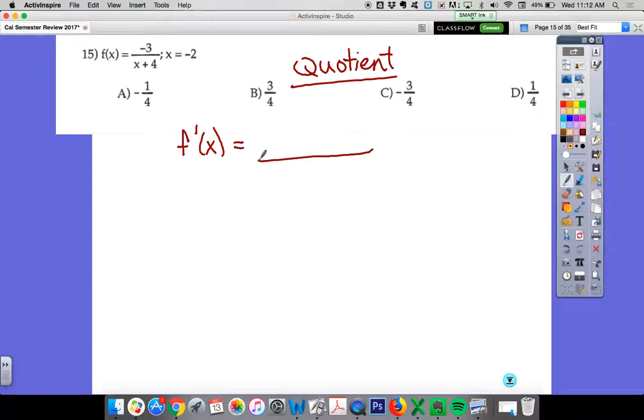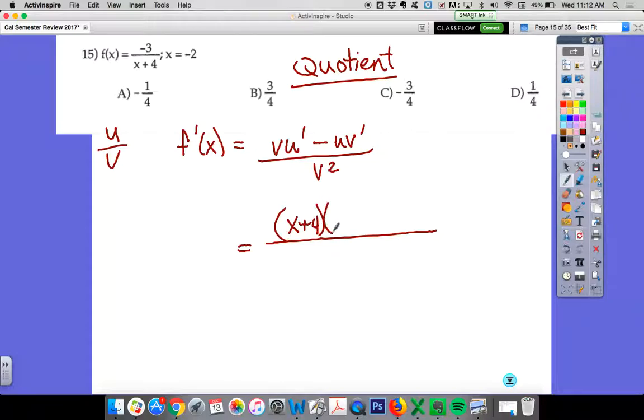Okay, well let's just write it to start with. If we've got u over v, you remember how it goes? v u prime minus u v prime, all over v squared. You've got to remember your rule, because I ain't gonna tell you. So v is the bottom. And then what is the derivative of the top? Nothing. And our number for nothing is 0. Okay, that's okay.